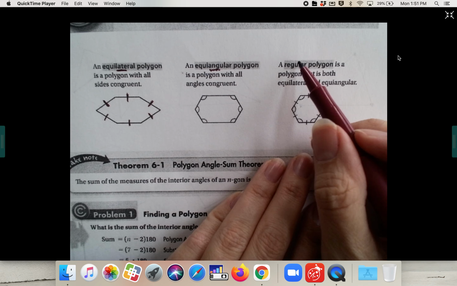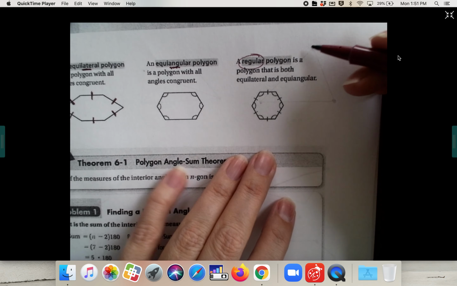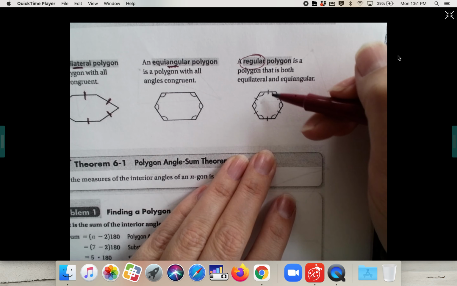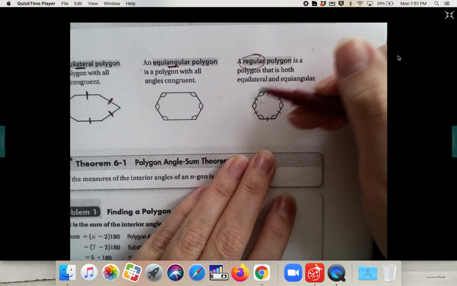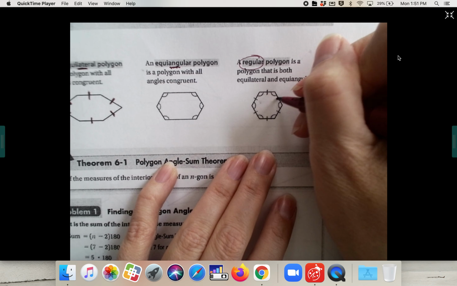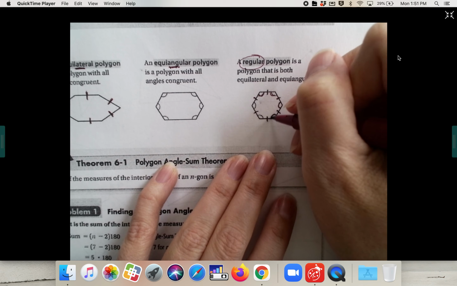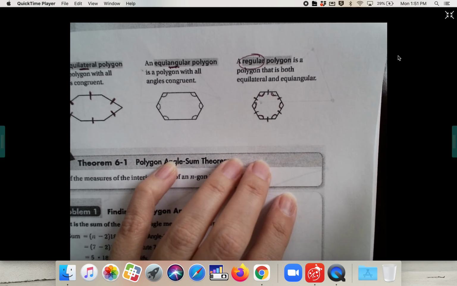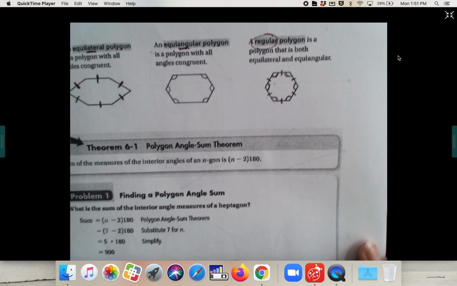And then the last one is called a regular polygon. Any regular shape has both equal angles and equal side lengths. So this is equilateral and equiangular. That would be called regular, and it would have to be for every single one of its side lengths and every single one of its angles. Okay, so knowing that, we'll get back to practicing some of those later.